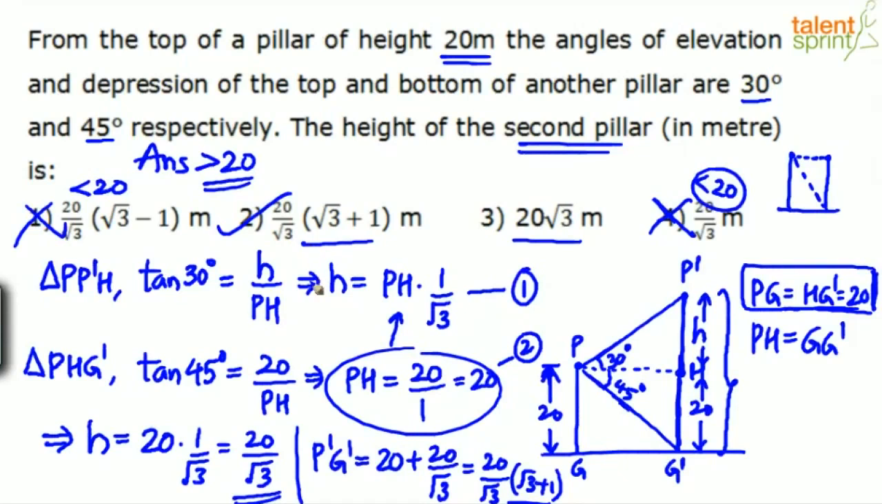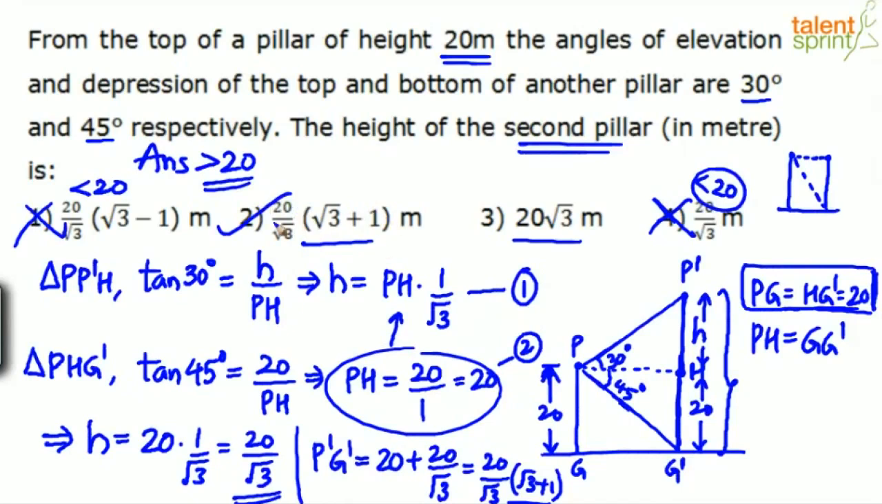Look at option 2. 20 by root 3 will be less than 20, definitely. But this again is being multiplied by root 3 plus 1. Are you able to follow? Root 3 here is 1.7, 1.7 plus 1, 2.7. So basically, if you see, 20 is as it is, the numerator is root 3 plus 1, the denominator is root 3. So the numerator is more than the denominator. So obviously this value will be more than 20.